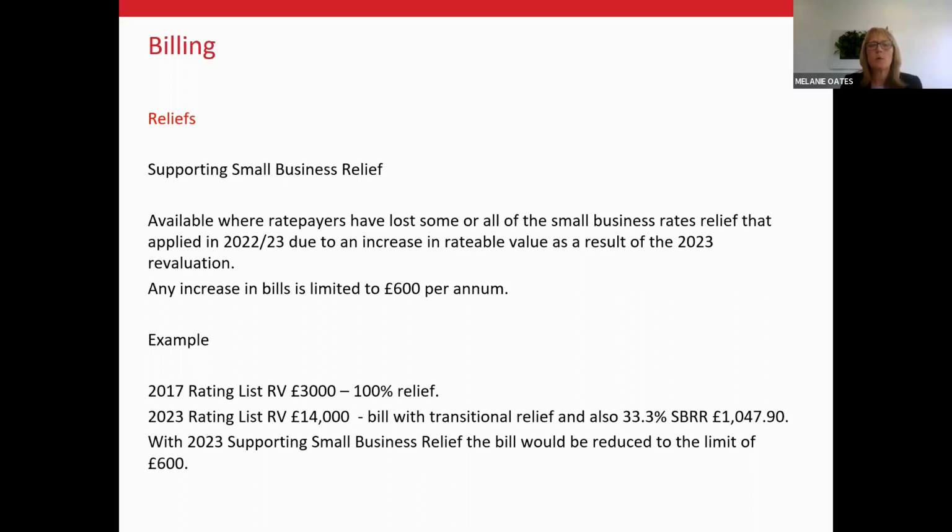So with regard to this, supporting small business relief would apply, and your bill would be reduced to the limit of £600. So that's quite an important relief with regard to any significant changes where you would be losing the benefit of the transitional relief because of the revaluation.